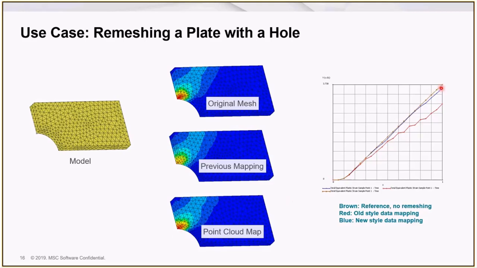You can look at it a different way. We've extracted some results in different parts of the analyses, at a sample point over time. You can see that with the brown, which is the original mesh, and then if we remeshed with blue, and then we remeshed with the older method in red, the new method remeshing with the original mesh was much more accurate than using the previous method.